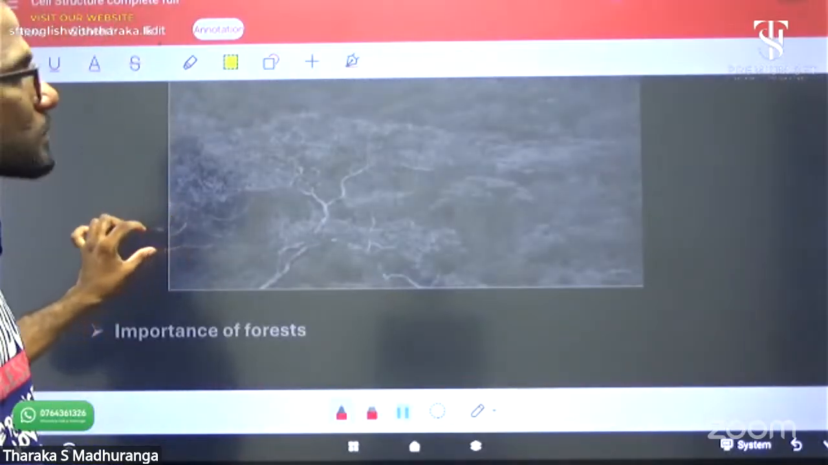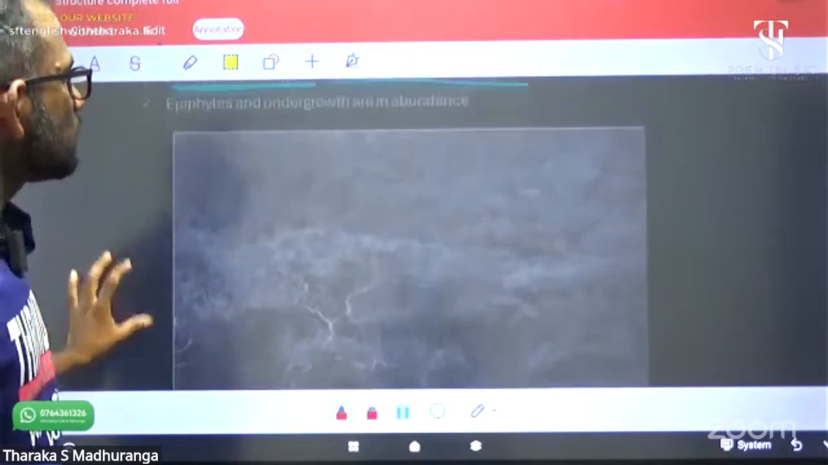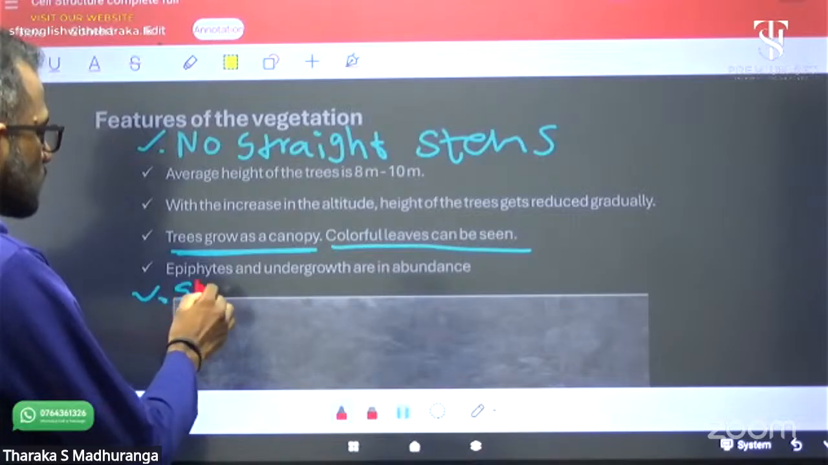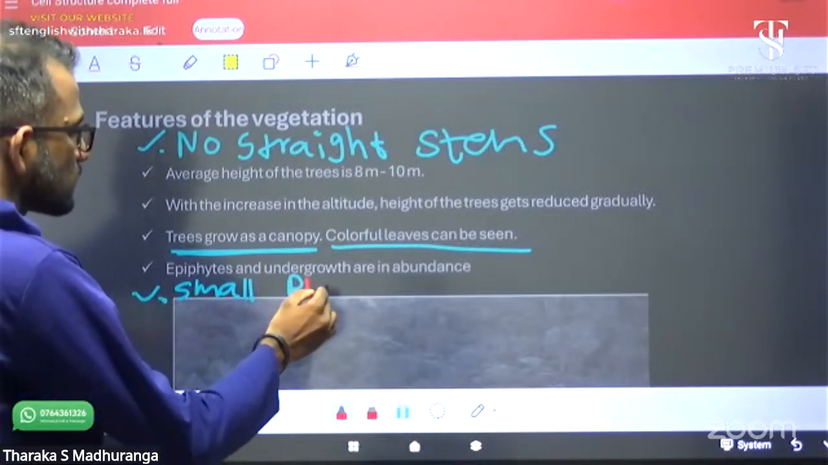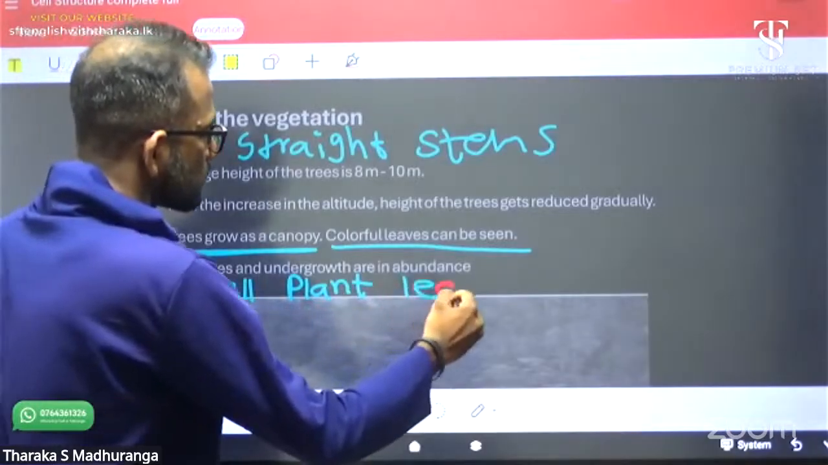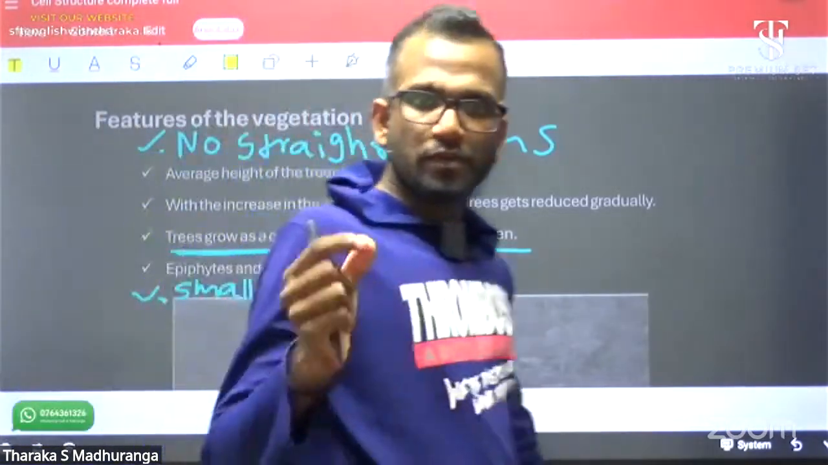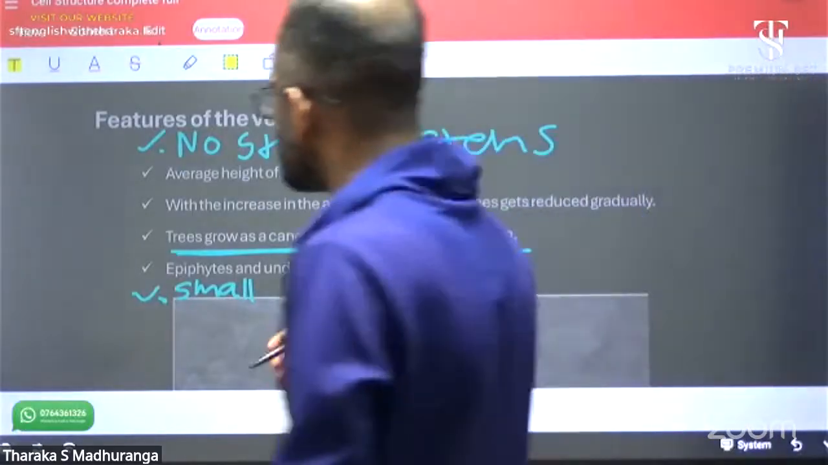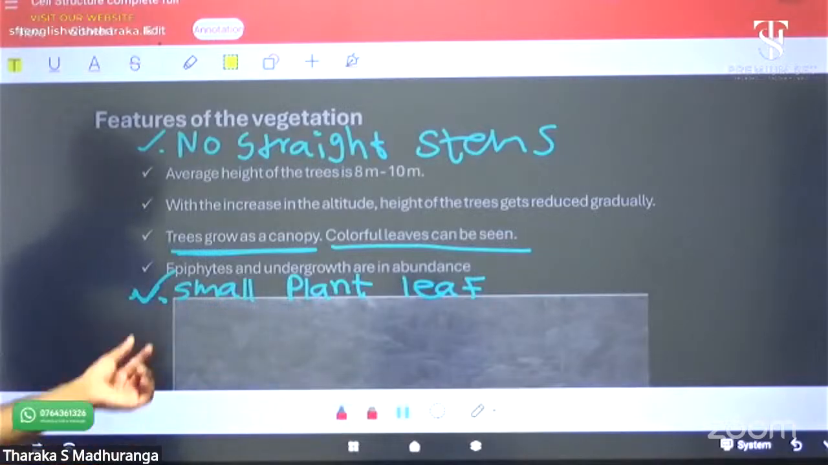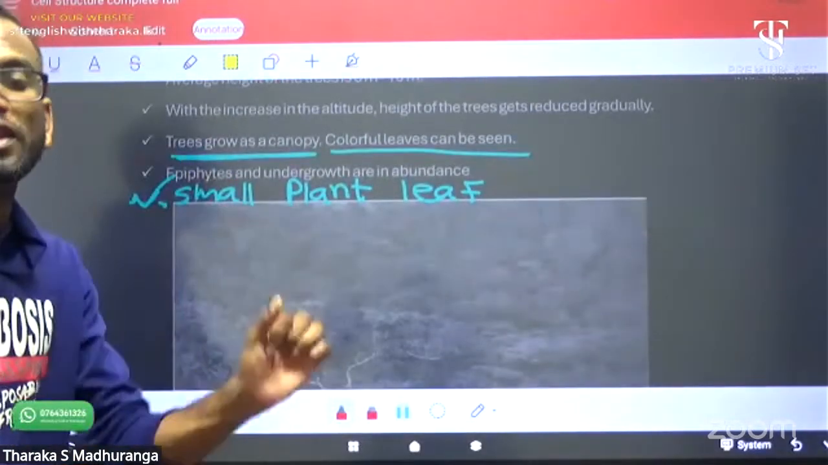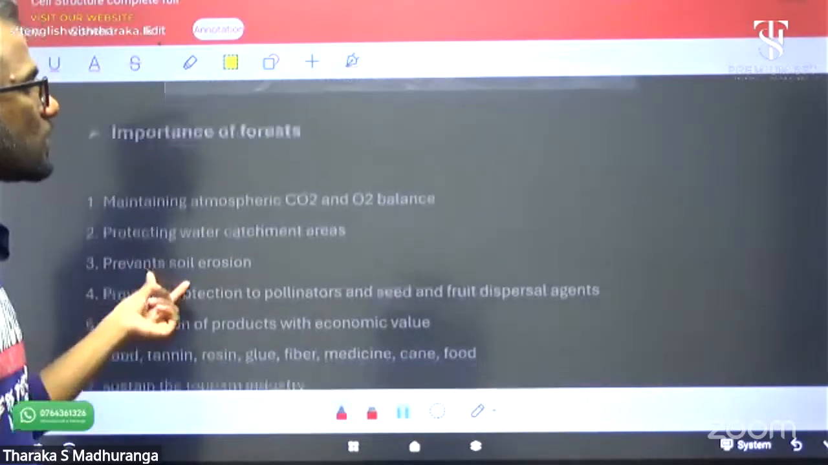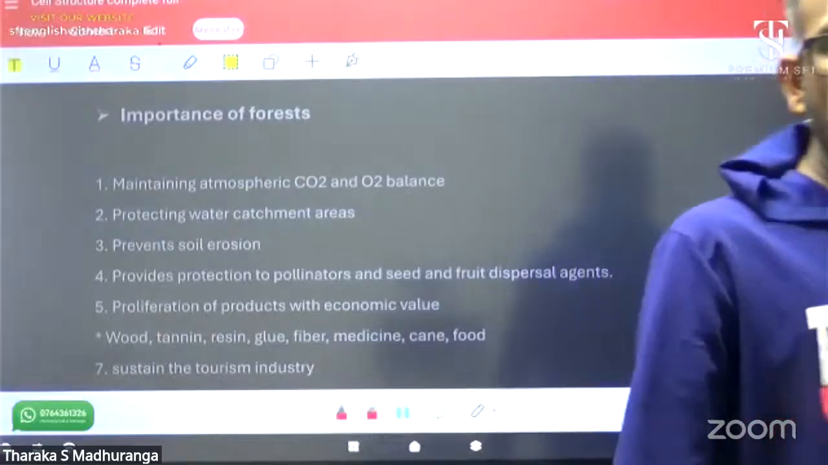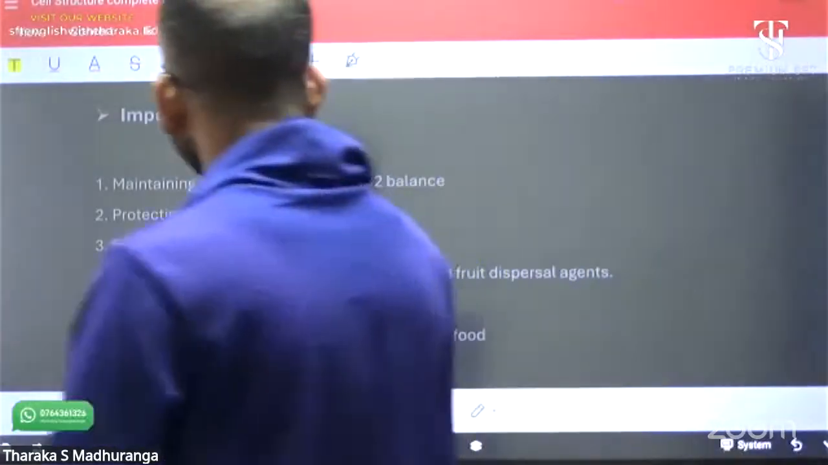Okay, and they have very small leaves. Why? Small plant leaves are retained for the high wind conditions, high speed wind conditions. To tolerate high wind conditions, they have small leaves, and they maintain a continuous canopy, right? Continuous canopy.